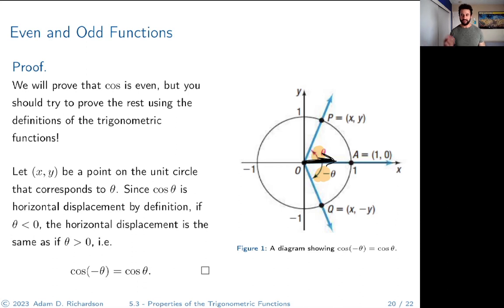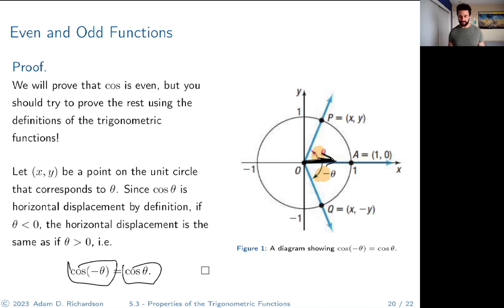So there you go. By the picture, cosine of negative theta is equal to cosine of theta. And by definition, this means cosine is an even function. There you go. Pretty nifty, huh? Not too bad.